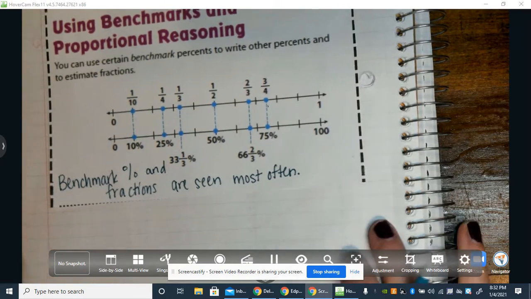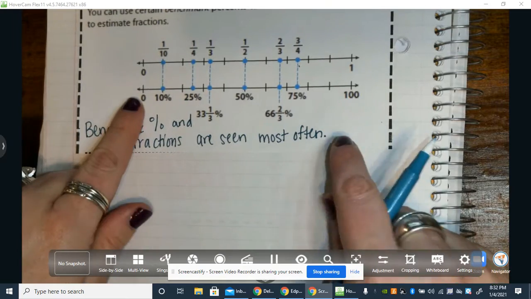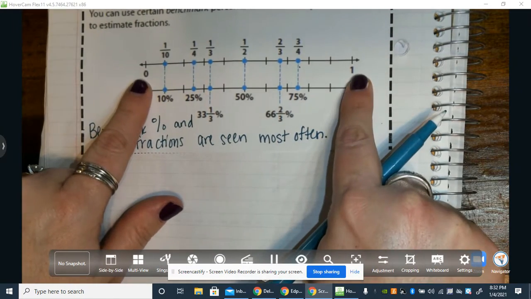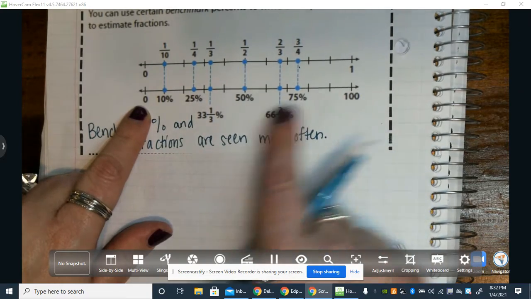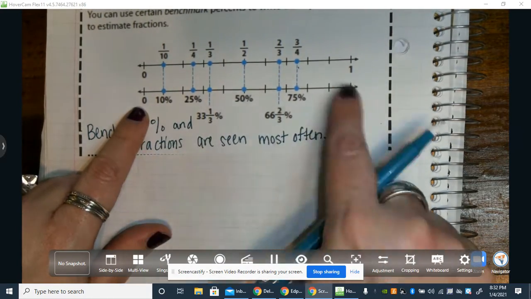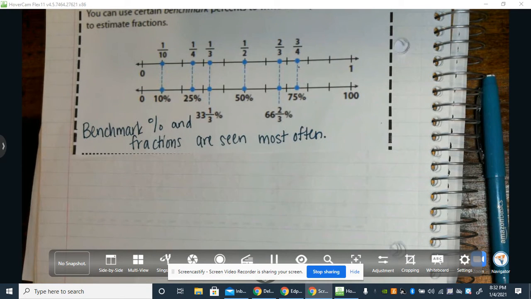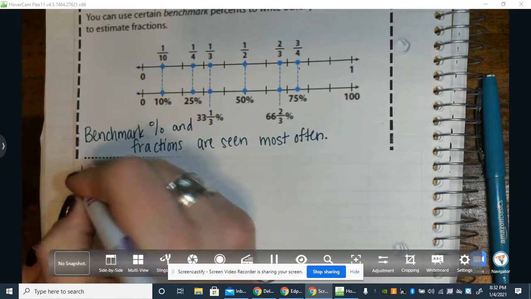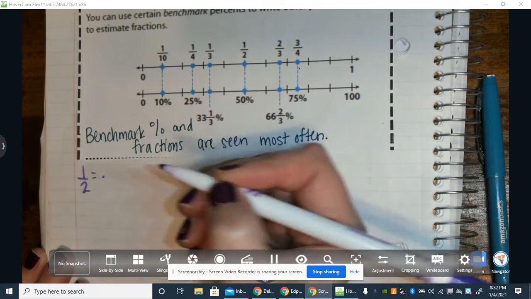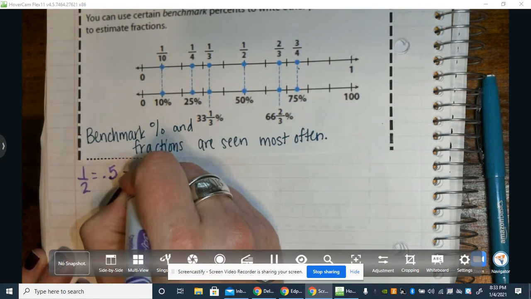And here's a rundown of our benchmark fractions. From 0 to 1, or from 0% to 100%, these are the benchmark fractions that fall in between. Those are the ones that you see most often. The first one is 1/2. 1/2 is a big benchmark fraction that you need to memorize. It is 5/10, which is also equal to 50%.